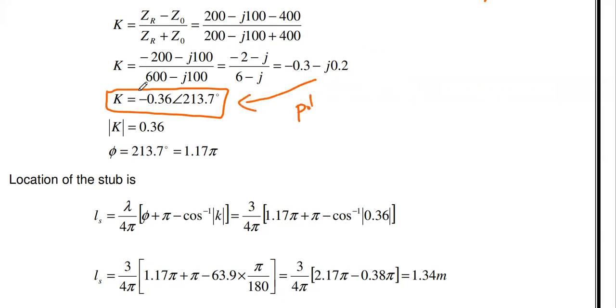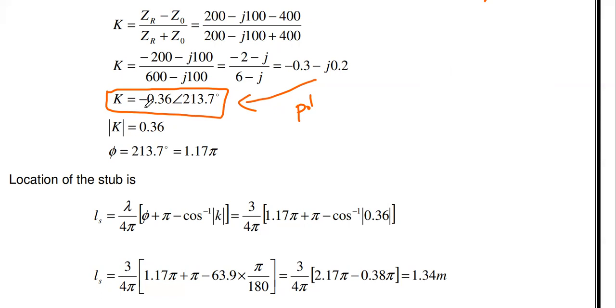So here you see the polar answer is minus 0.36 with angle 213.7 degrees. So using the calculator you just calculate. For all these 4 problems, using the calculator you just make the calculation. Then only will you become familiar with this calculation in order to solve the problem. So from this, what is modulus K? The modulus K is 0.36.